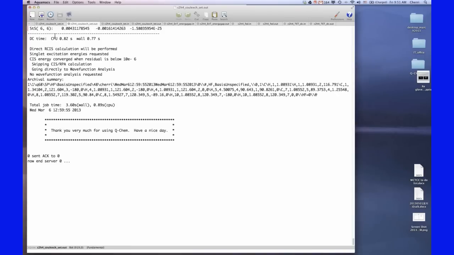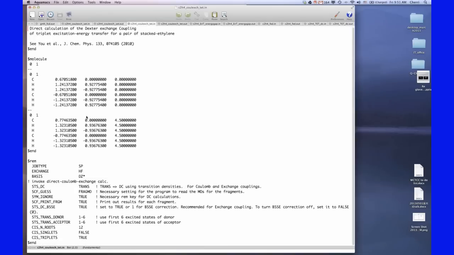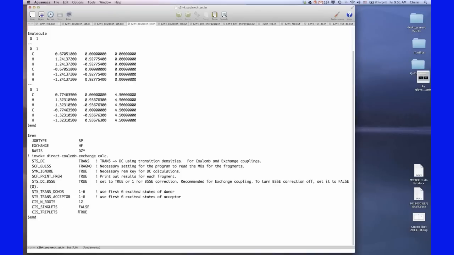If you want to look at the triplet, I believe we have it here. Again, pretty much the same, but now we turn on the triplet state instead. States 1 to 6, 1 to 6.